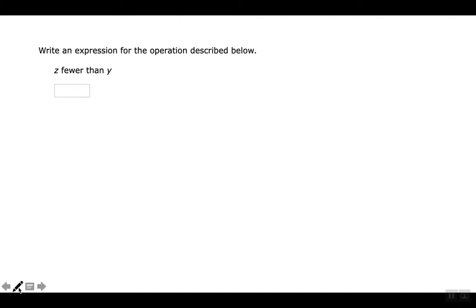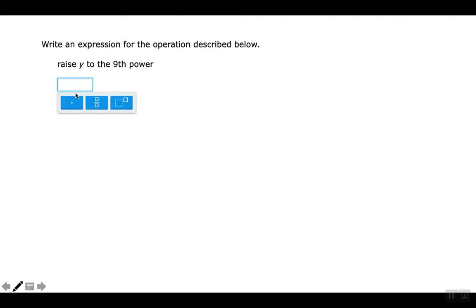Ok, z fewer than y. Z menos que y. Alright, fewer than. So you got to reverse the order. Later don't message me, why is this wrong? Fewer than. Si dice fewer than, tengo que cambiar la orden. Alright.